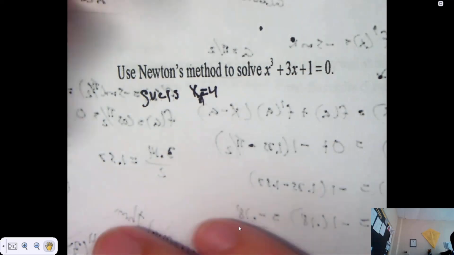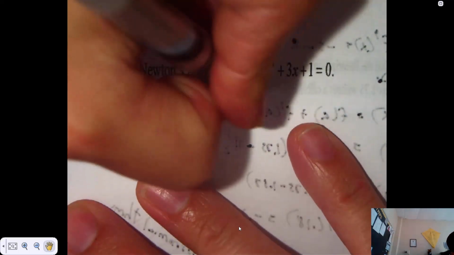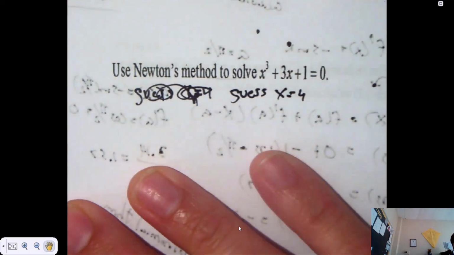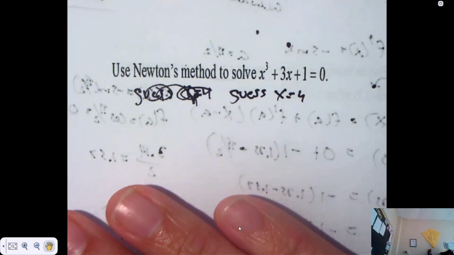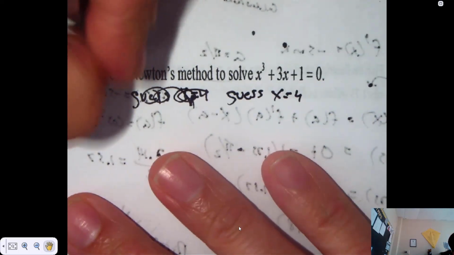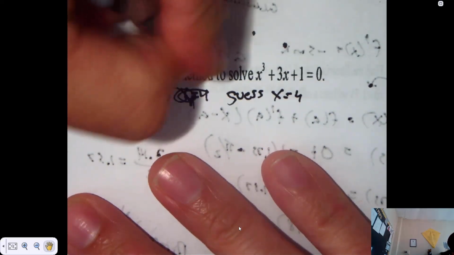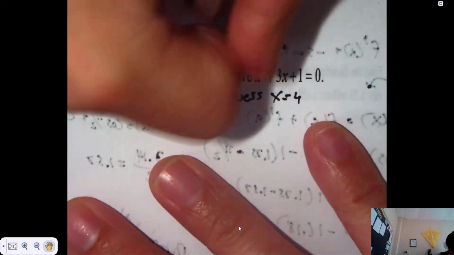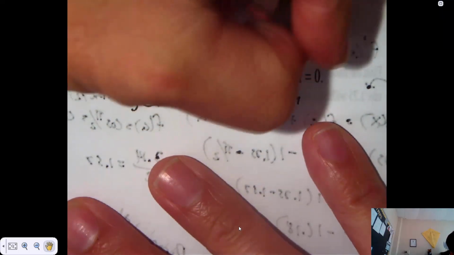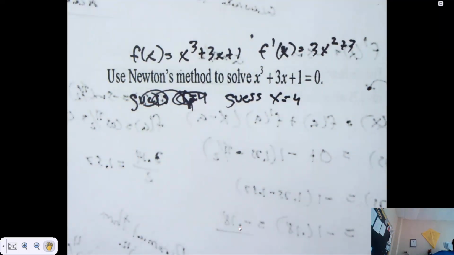It gets to be a long cycle when you do this by hand. But anyways, we have a guess, and I can't even write today. The guess is x equals 4. Now, Newton's method requires you to know the derivative. f(x) is the original equation, x cubed plus 3x plus 1. f'(x) would be 3x squared plus 3. If you look at Newton's method, it tells you what to do. It says take your first guess and subtract f of that guess divided by f prime of that guess. You guys see that's what the formula says?